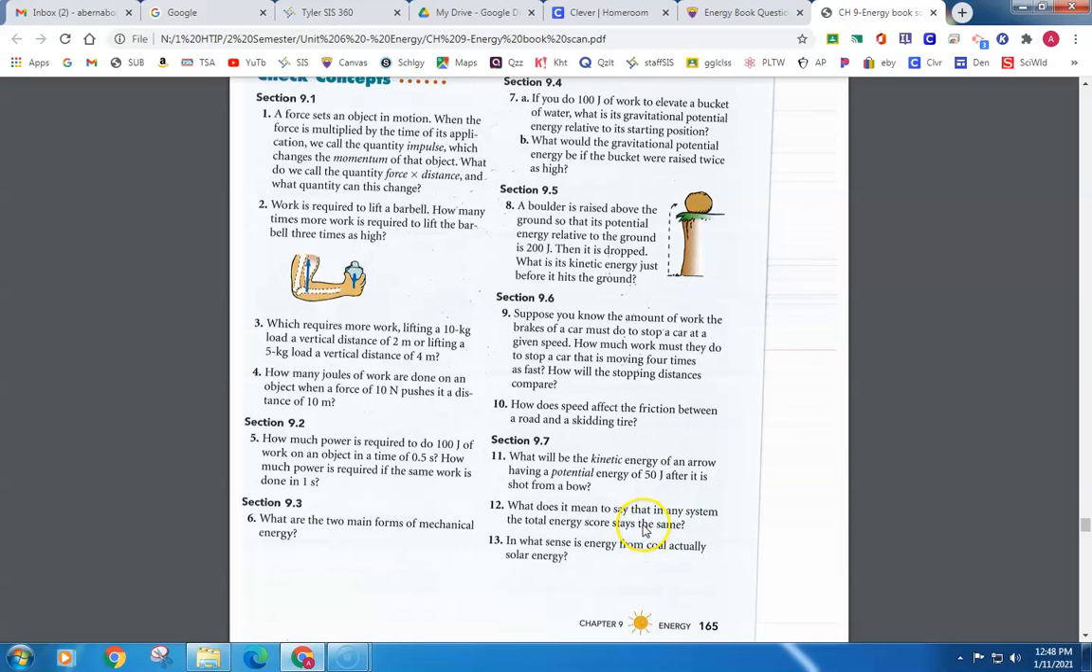Number 12, what does it mean to say that in any system the total amount of energy stays the same? It means that energy is conserved. The total amount stays the same. Energy is conserved. 13, in what sense is the energy from coal really solar energy? Well, the coal is made from plants which originally got their energy from the sun.